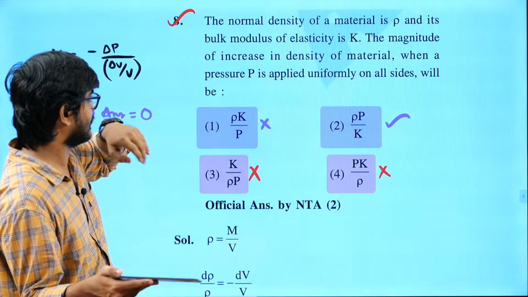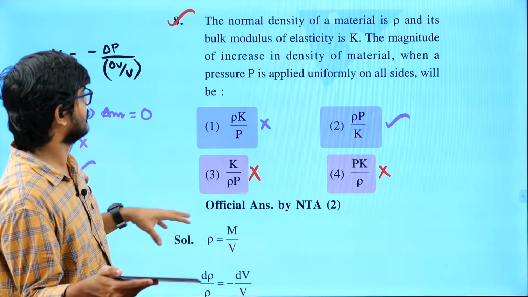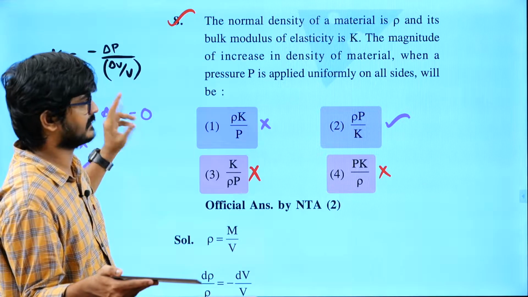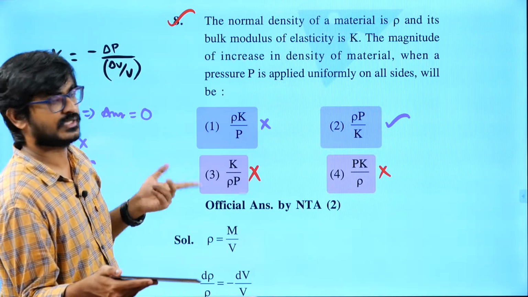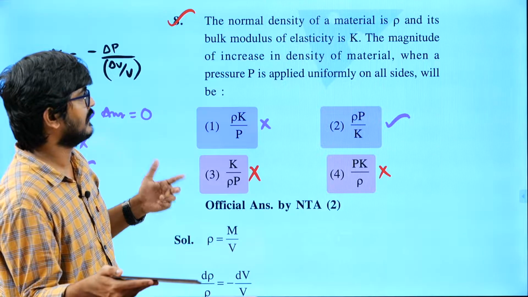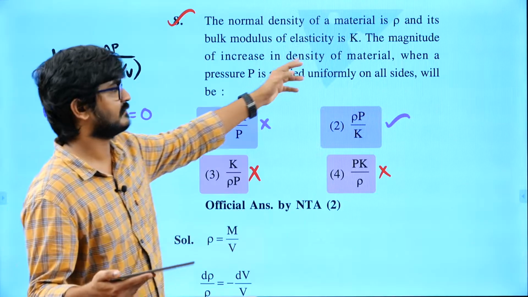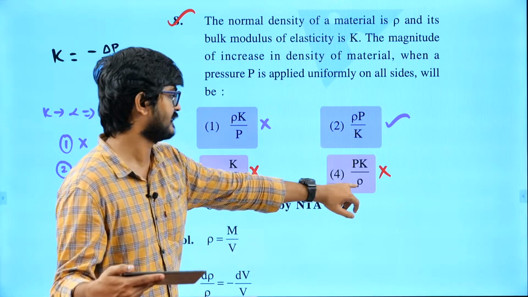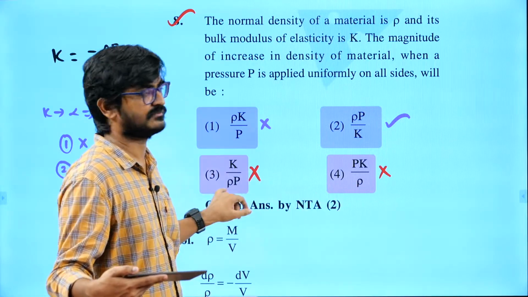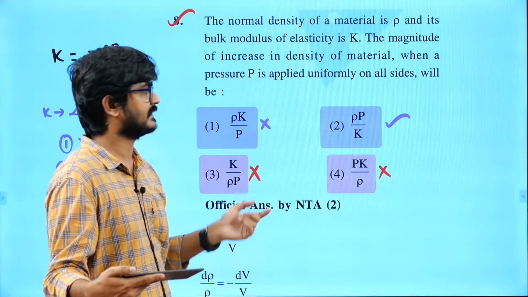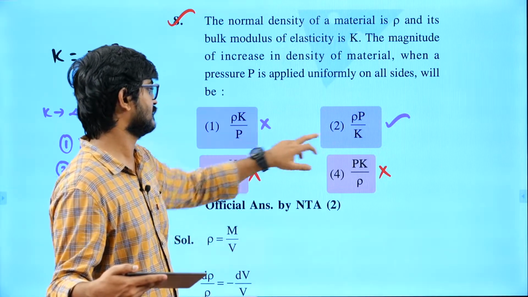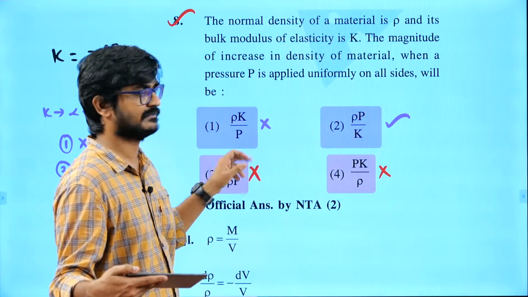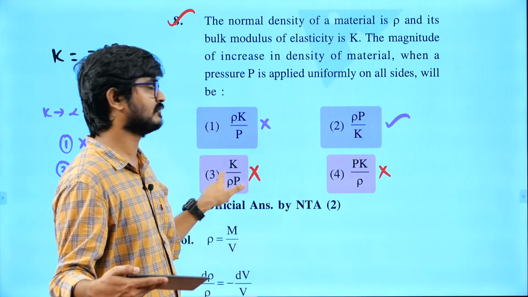Now if I want to get dimensions in terms of density, then K by pressure will have no dimensions, and in the numerator it must be density, right? So these two won't have the dimensions of density, because density is in the denominator. So I can eliminate these two by dimensional analysis. Now the other two will have the same dimensions as density, because P and K have the same dimensions.